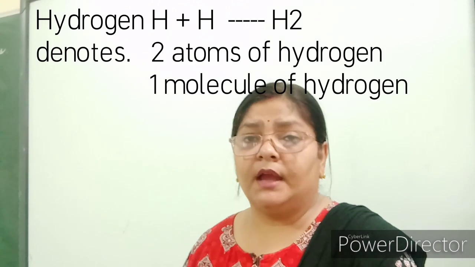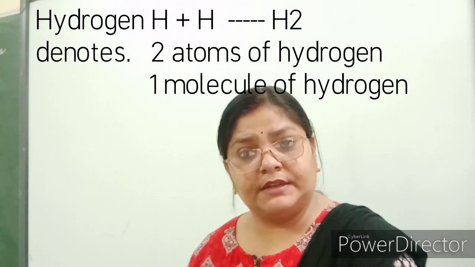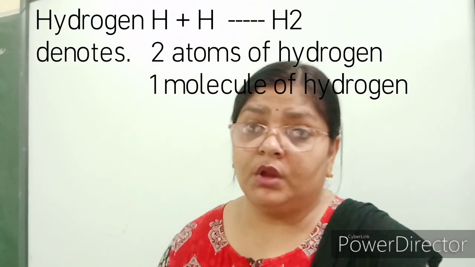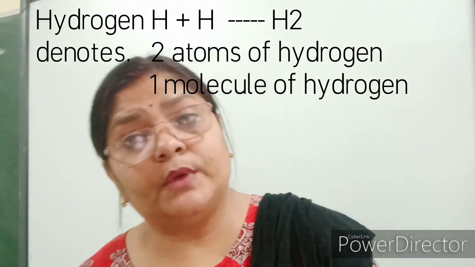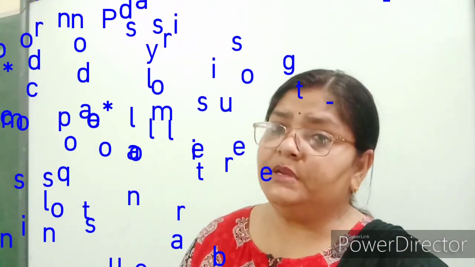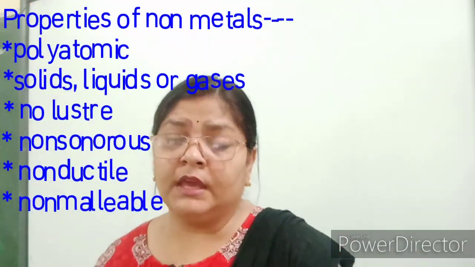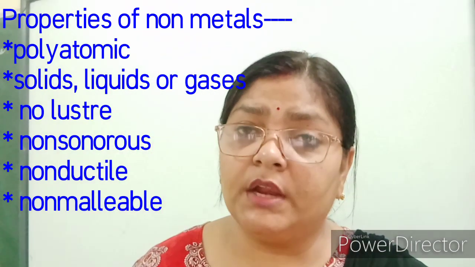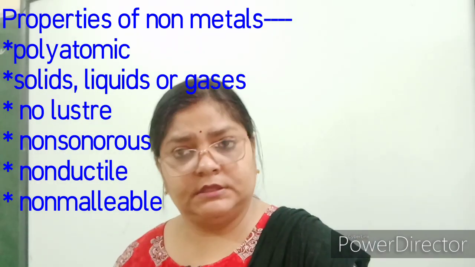Same with hydrogen. Hydrogen will also combine with another hydrogen atom to form H2. That is hydrogen gas, one molecule of hydrogen which has two atoms in it. So in this way the non-metals are polyatomic. They do not have shine, they are not sonorous, they cannot be drawn into wires, they cannot be beaten into thin sheets, they are not ductile, they are not malleable. Non-metals exist as solids, liquids, or gas. They exist in all the three physical states.